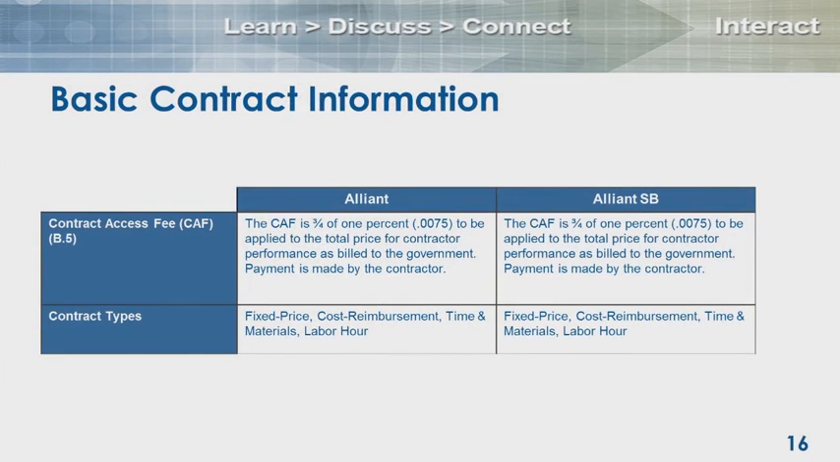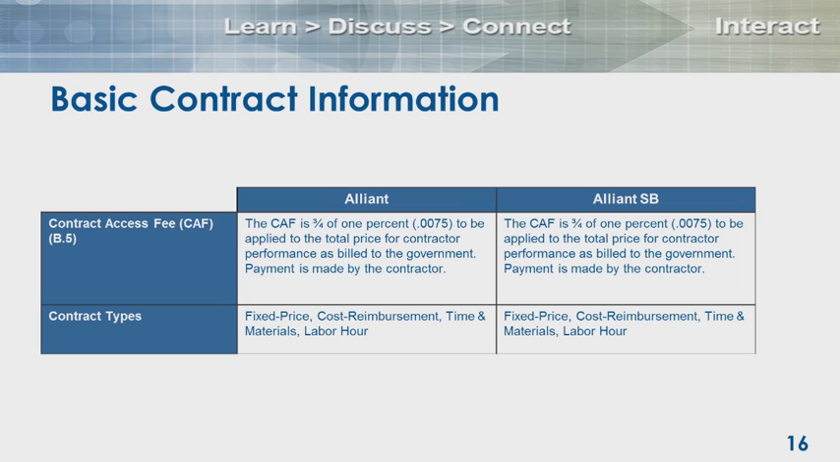The contract access fee is 0.75%, applied to the total price for contractor performance as billed to the government, and the payment will be made by the contractor, so it's built in. But what we suggest is you have a separate contract line item for the contract access fee, okay? And the same goes for Alliant and Alliant Small Business.